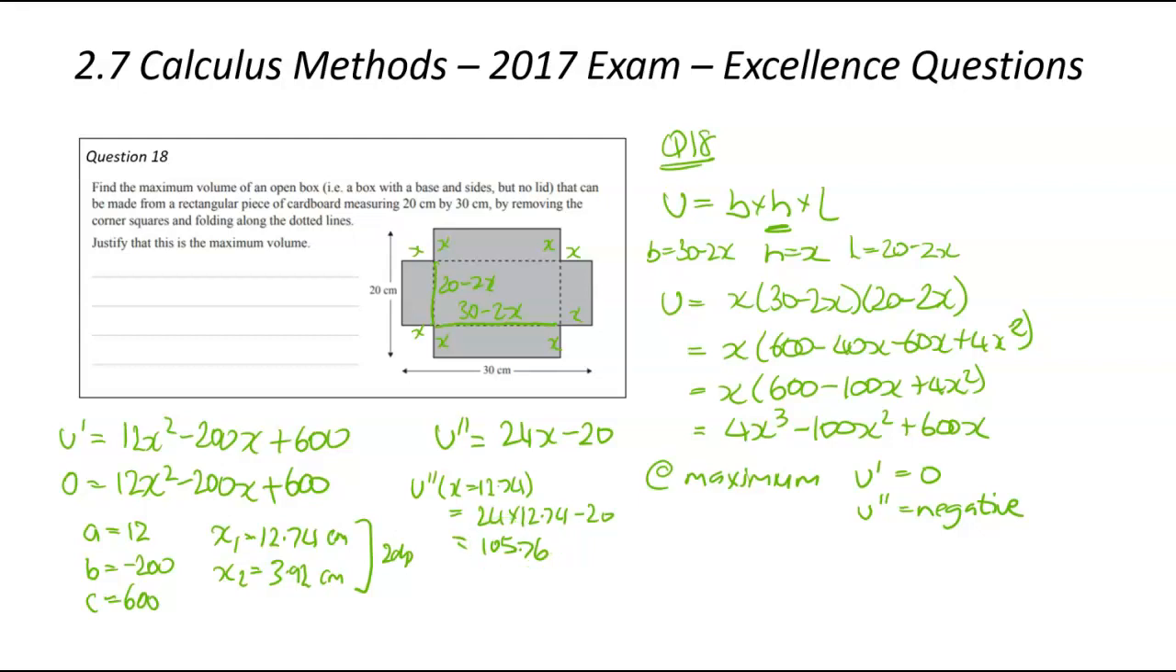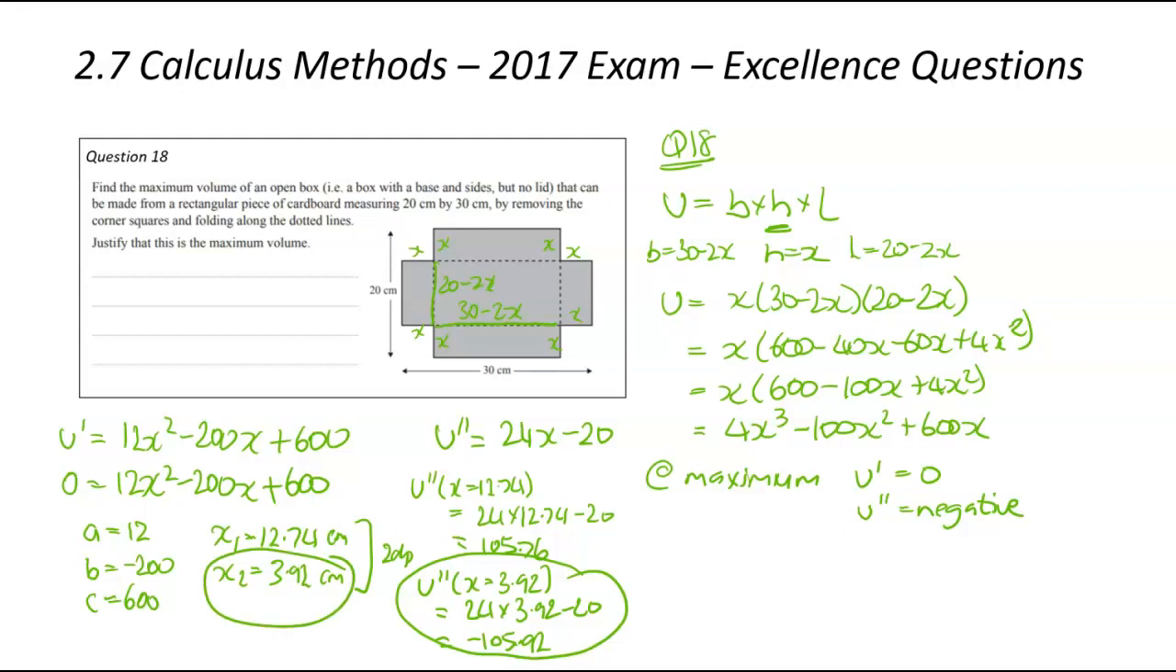Definitely positive. And then v dash dash when x is equal to 3.92. That there is equal to 24 times 3.92 minus 200. That there gets us to the negative answer. So same but negative 105.92. And what this here has done is confirmed it's a negative second derivative, which means x2 or 3.92 is going to be our maximum.